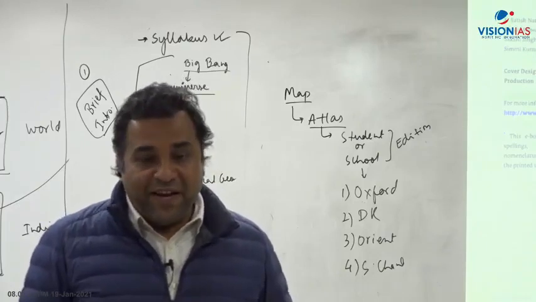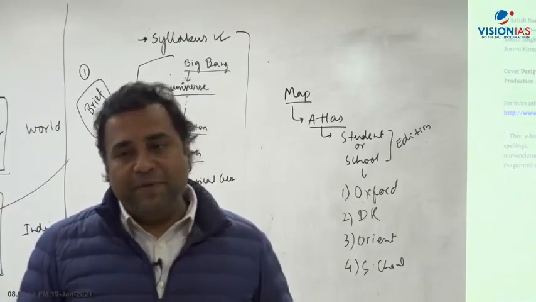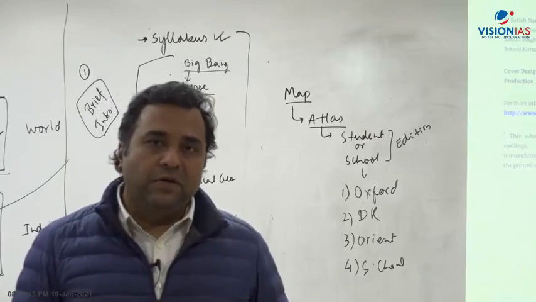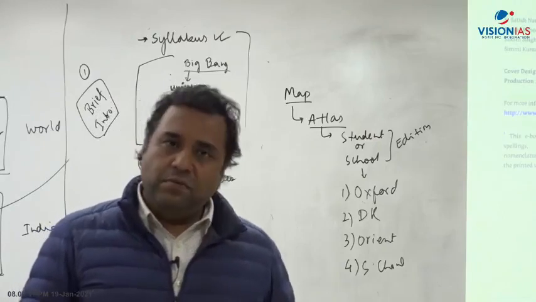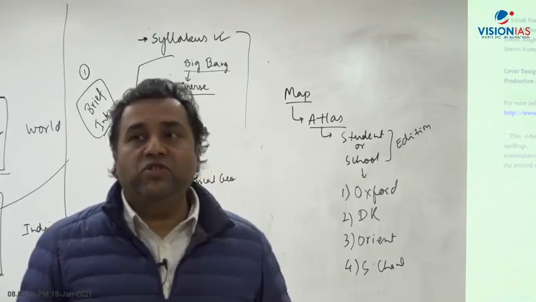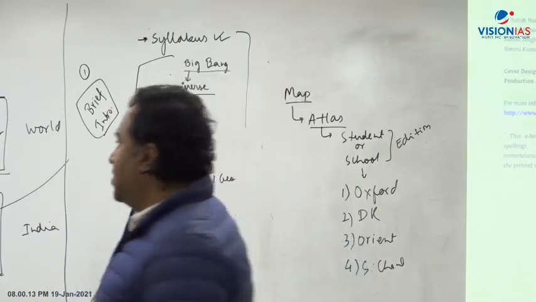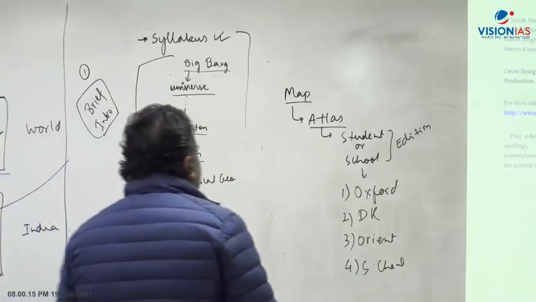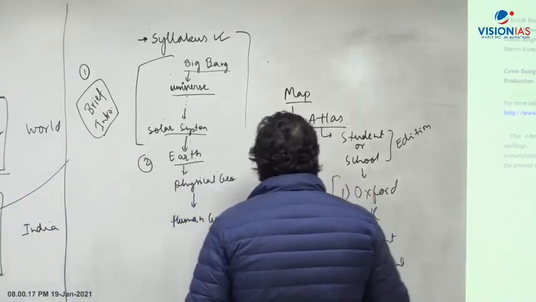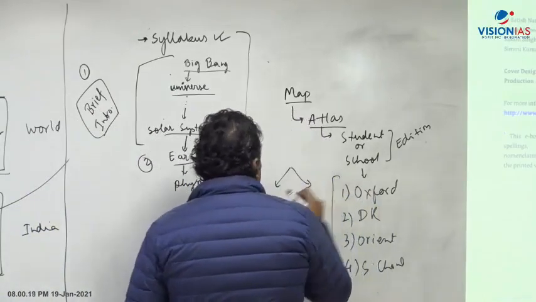Some people like very detailed maps, good. Some people like less written maps, good. So from person to person, whichever you like the most, you pick that atlas. The only thing you should look for is that any of these atlases should have what all?